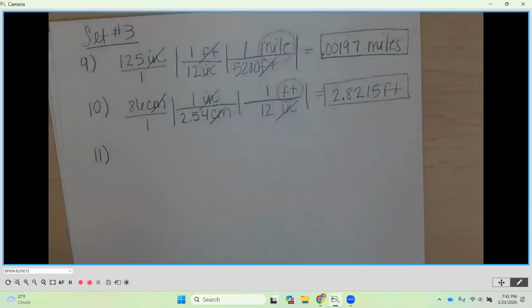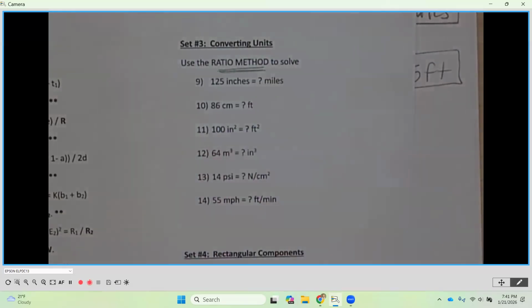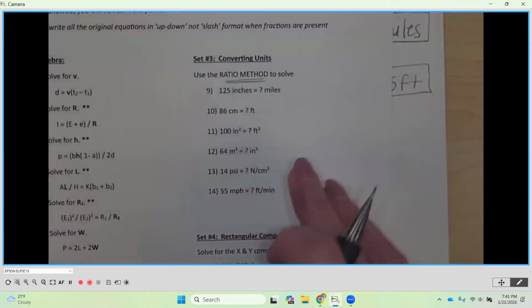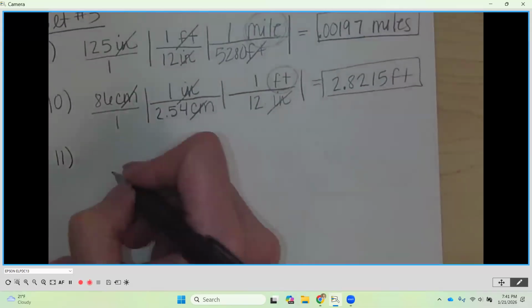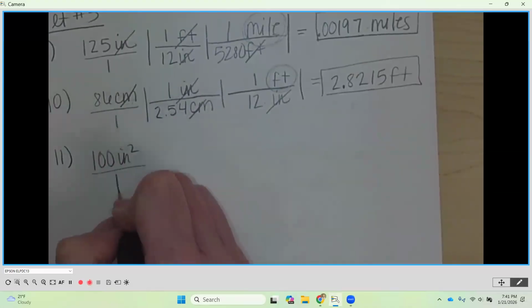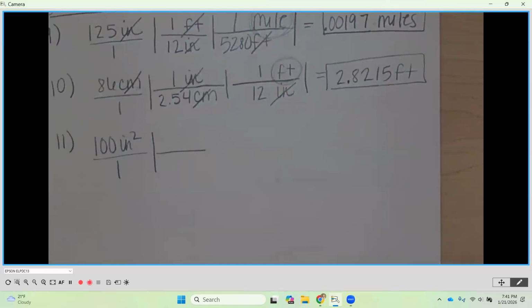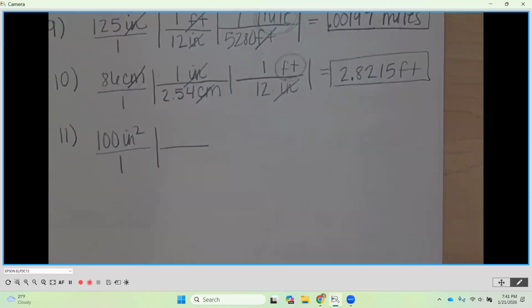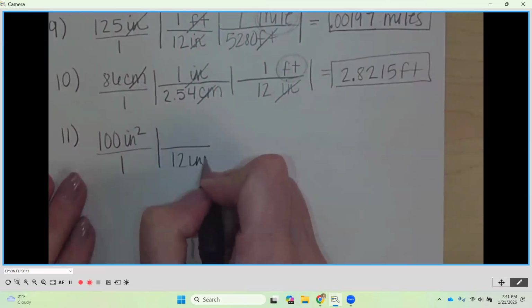Keep going. This one, we have 100 square inches, or inches squared, equal to how many square feet? Now, notice that there's a power here. So I'm going to show you something, or make sure that you do this. I'm going to start with 100 inches squared. I'm going to put that over 1, and I want to get it into feet squared. Now, I know that there are 12 inches in a foot. Since the inches is on top here, that 12 inches is going to go underneath. 12 inches here.